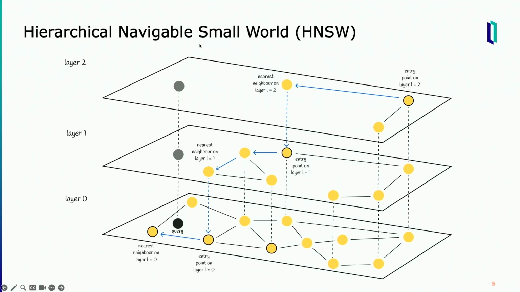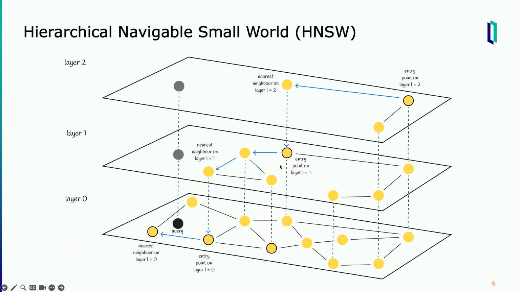And so here, given a query vector, which is the gray/black dot here, the search begins at a random point on the top layer, layer 2, and it will go and find the nearest neighbor point for this query point on layer 2.